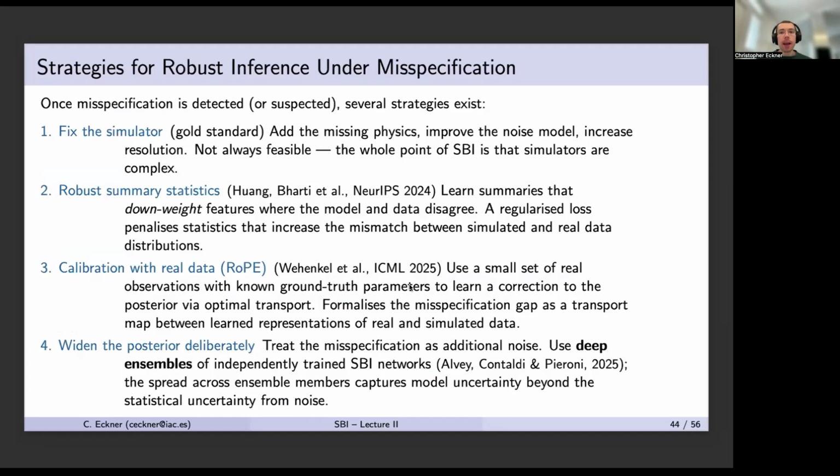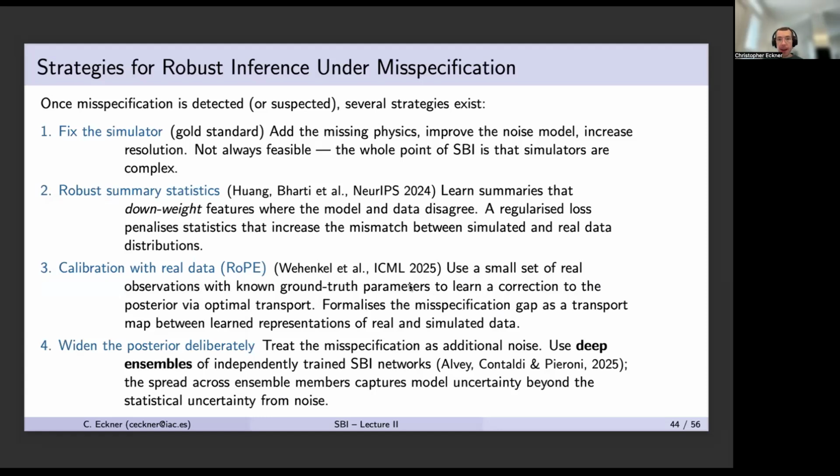Right. And in fact, this is the gold standard in the field, though it requires domain knowledge to understand what missing physics could improve the noise model, which then captures part of this missing physics in terms of some effective noise, or increased resolution of your simulation, which is not always feasible. But fixing the simulator is the gold standard. However, it requires domain knowledge, and this is more like done by hand.